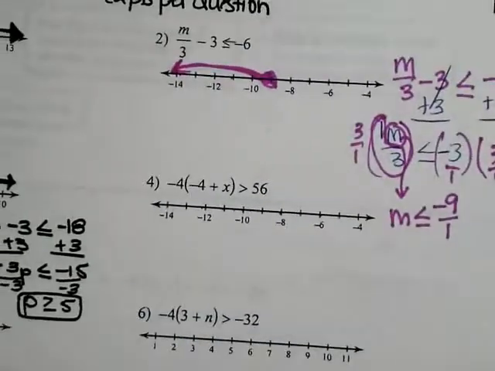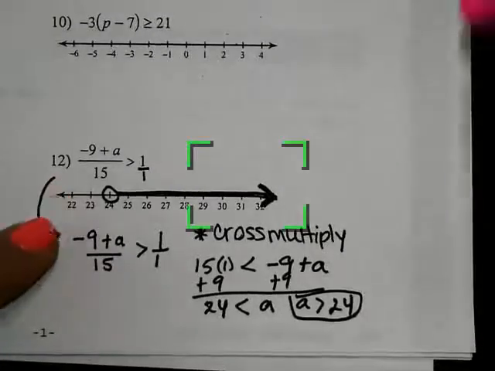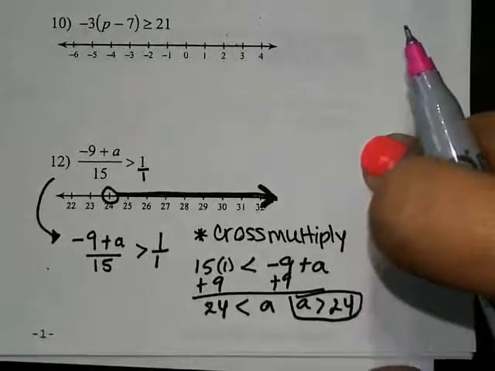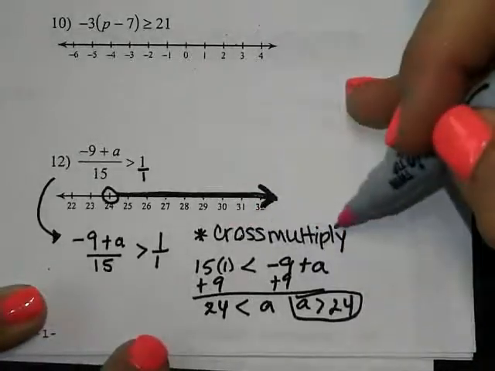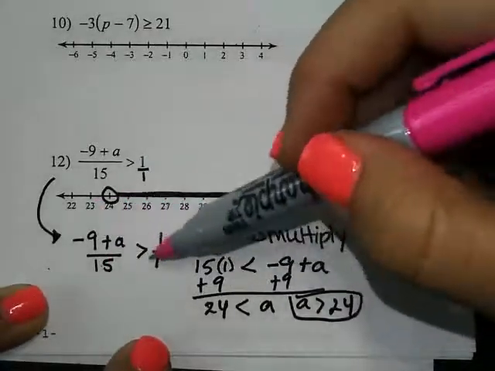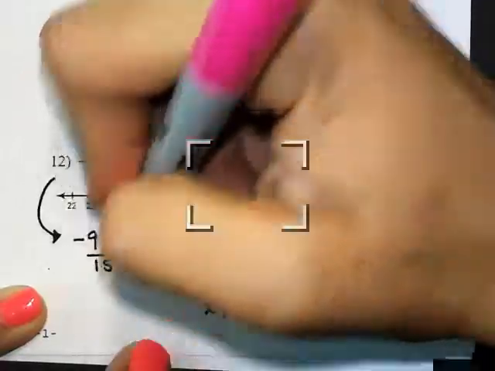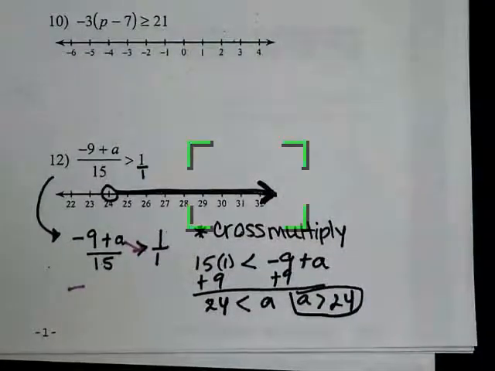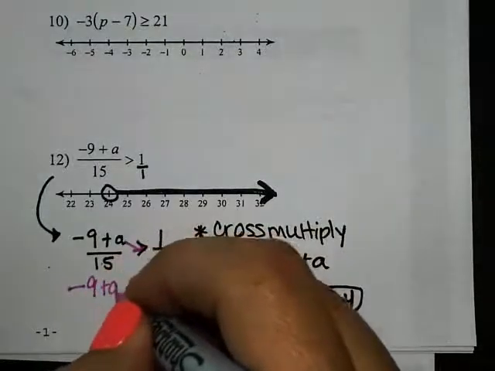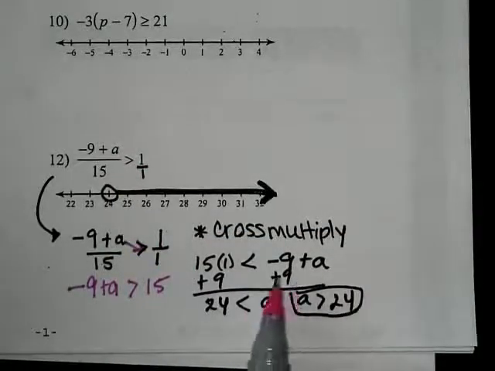Okay? All right. Please look at the bottom question right here, number 12, you have -9 plus a over 15 is greater than 1. Now, you cross multiply. I did 15 times 1 giving me 15. And then I did -9 plus a times 1. I technically should have done this first and put it on the left side of the sign, meaning it should have been -9 plus a is greater than 15. But I did that over here anyway, it's the same thing.